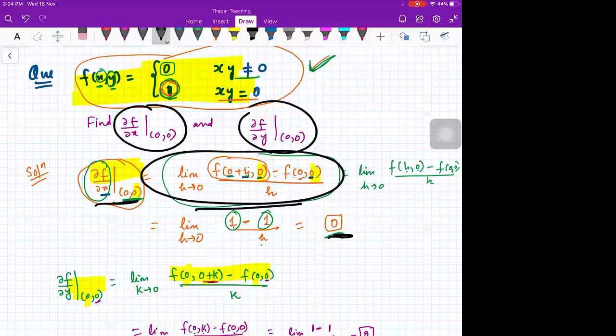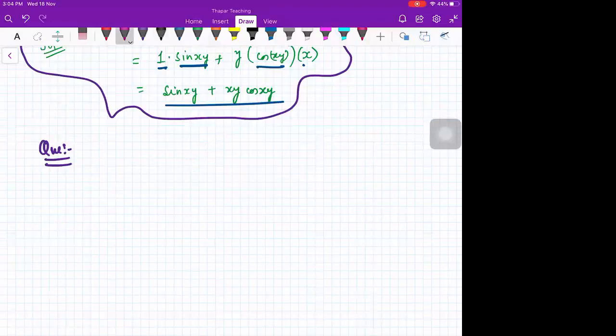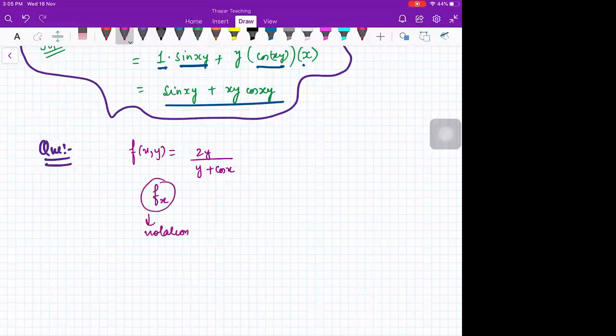So the next question is, you have f of x, y equal to 2y upon y plus cos x. So you have to find out f_x. Sometimes the notation is this. So this is a notation for curly f by curly x.